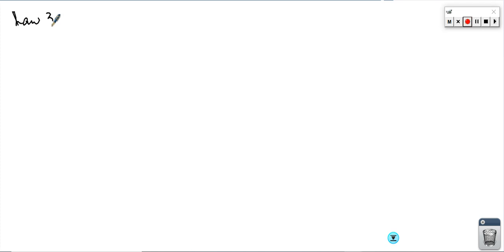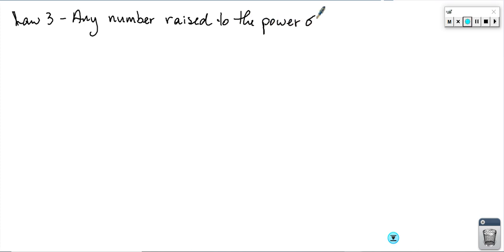Law number 3 states that any number raised to the power of 0 is 1. There is only one exception. I'm going to name that exception in a few moments. So what do we need to remember in this? Power of 0 is 1. So this is very important.